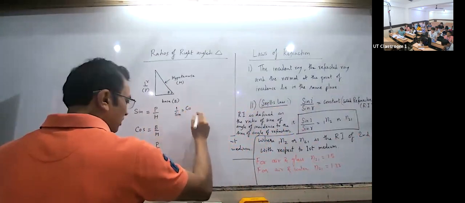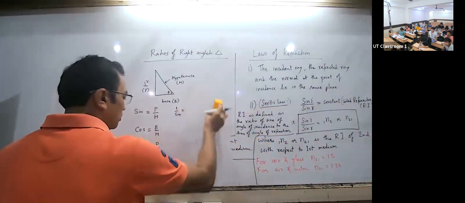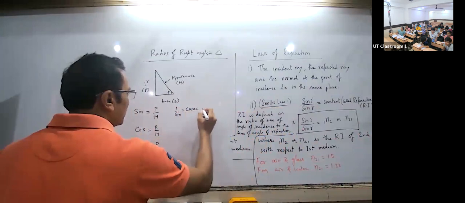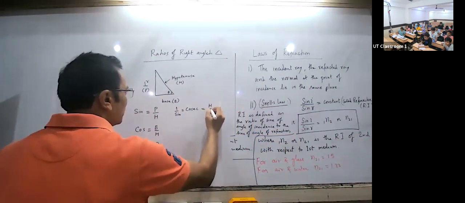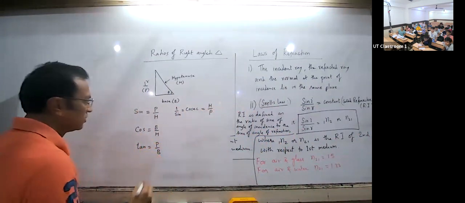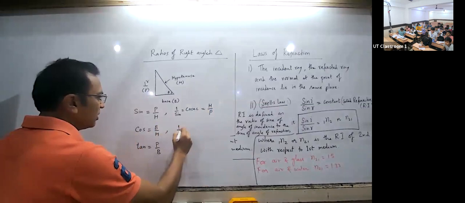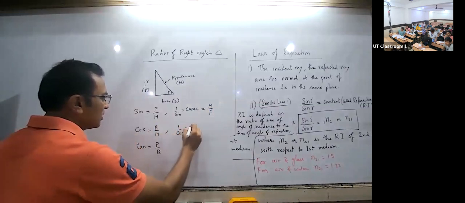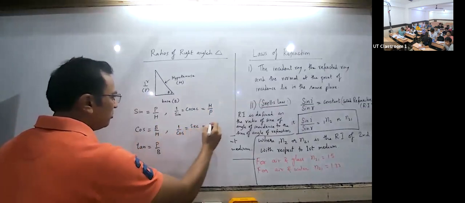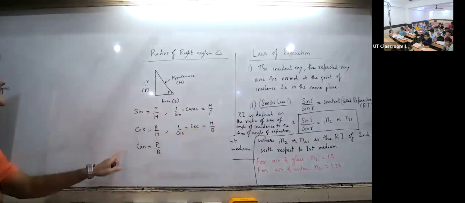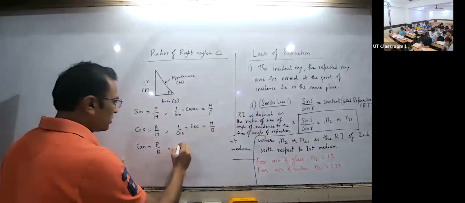is cosine, not cosine, cosec, right? So cosec will be H upon P, the reciprocal. Okay? What is cos? Sec. 1 upon cos is sec. And what will it be? Okay, so if you remember these three, then the reciprocal of tan is cot.